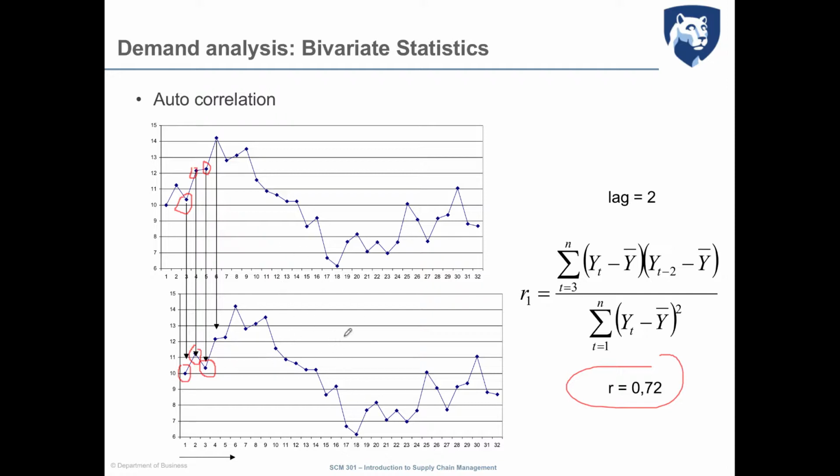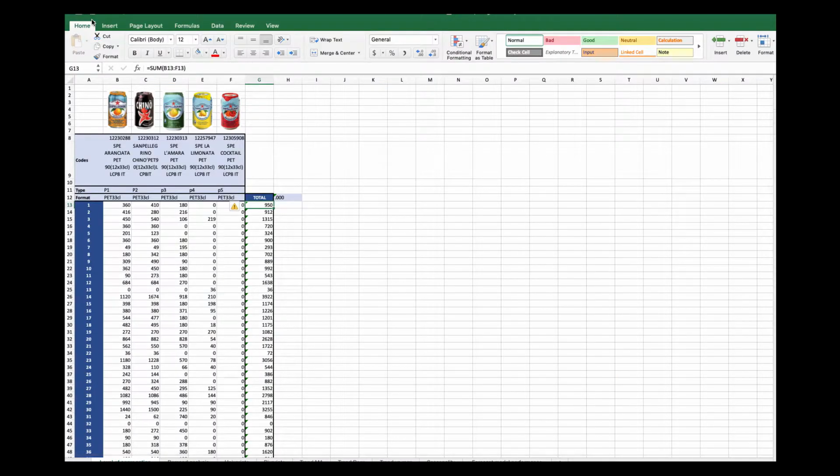So it means that the cycle of the demand, if these are months, is 6 months. So the demand repeats itself after every 6. Now let's see how the concept of demand analysis applies to the San Pellegrino case.